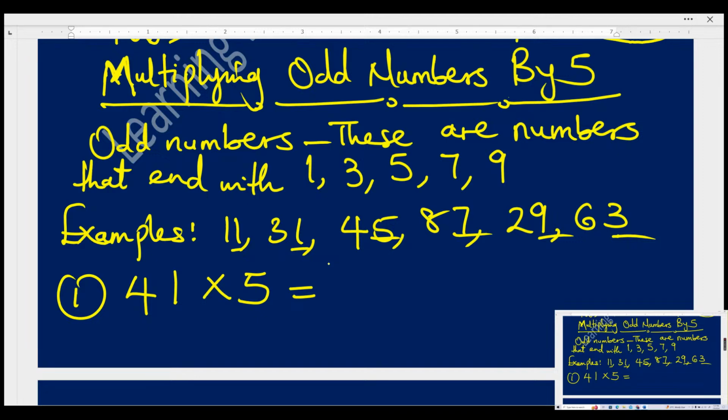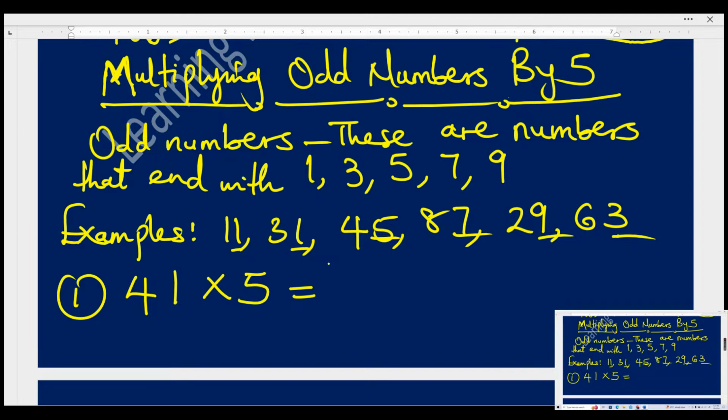whenever you are multiplying odd numbers by 5, this method is for only multiplication of odd numbers by 5. Take note, it is not meant for multiplying by other numbers. It is only when you're multiplying an odd number by 5. That is when you should use this method.